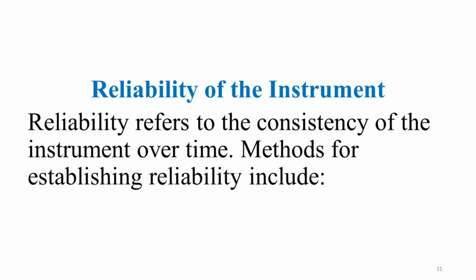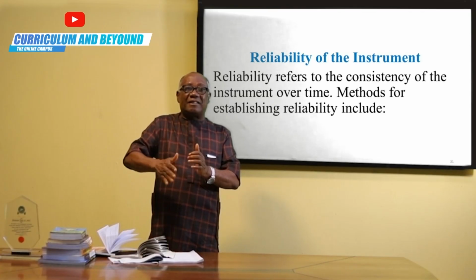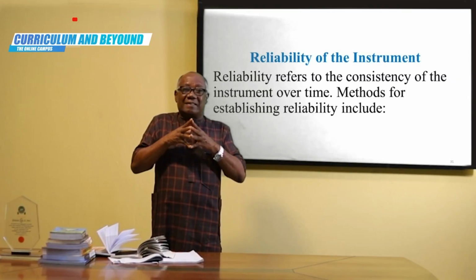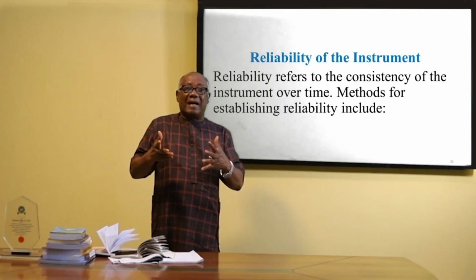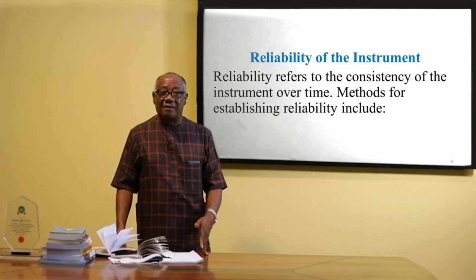Now, the second thing you are going to look at is the reliability of your instrument. And the question is, what is reliability? Reliability is an index of the extent to which the data you've collected can stand the test of time. In other words, if you collected data today, would those data change tomorrow? Will they change next year? That is what you establish when you are trying to establish reliability for your instrument.